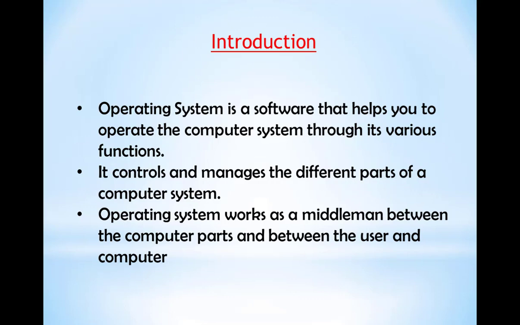Operating system is a software that helps you to operate the computer system through its various functions. It controls and manages the different parts of a computer system. If you want to perform 3 tasks at a time, which task has to be performed first? How much memory has to be given? It will be decided by the operating system.